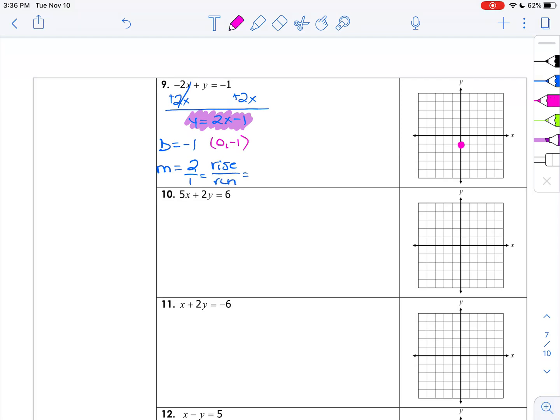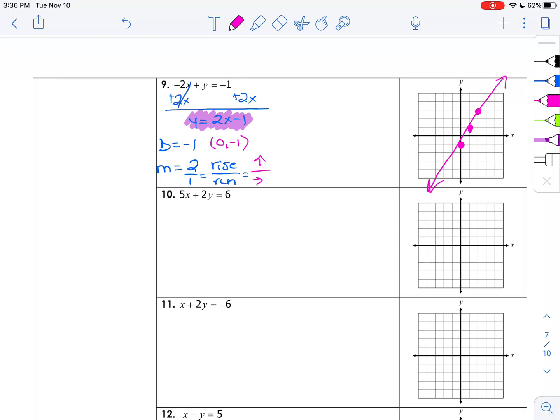Because our rise is positive, that means we're going to go up 2, and our run is positive, so we're going to go to the right 1. Starting from our existing point on the graph, we're going to go up 2, right 1. And we're going to do that twice, up 2, right 1. And once we have 3 points, we can connect our points.